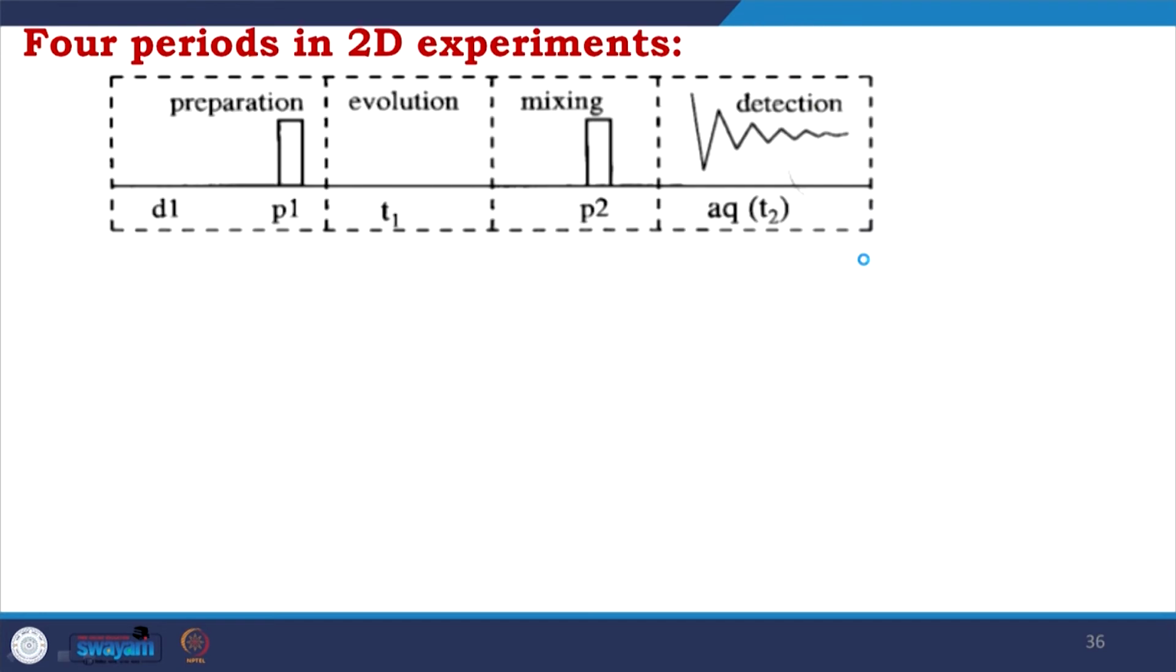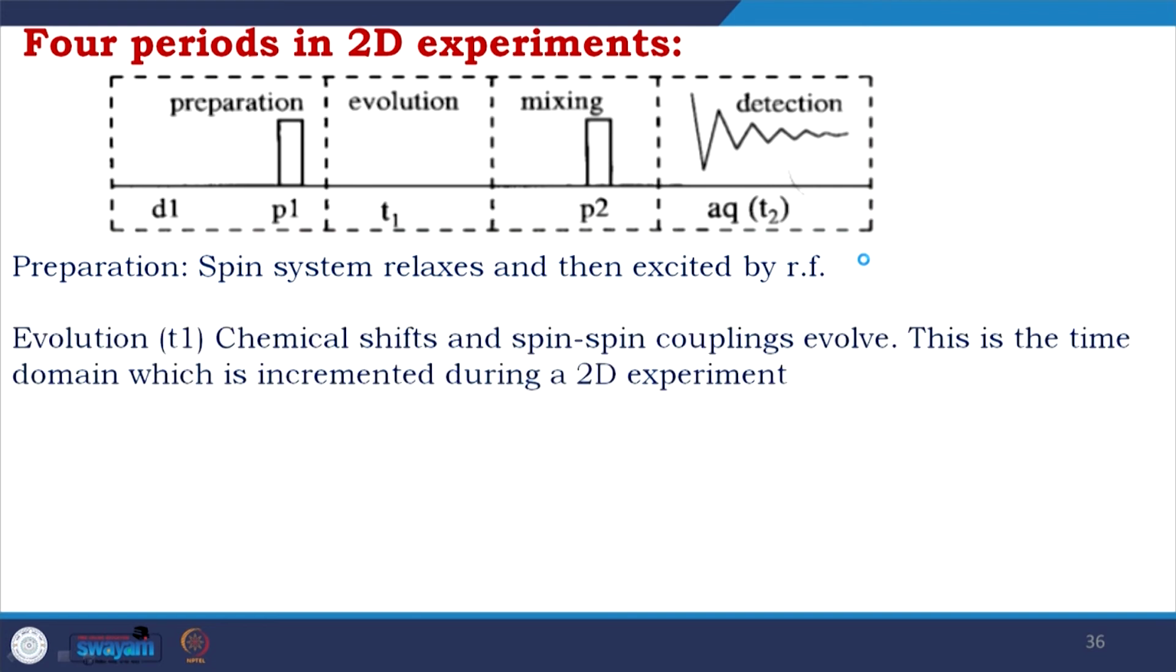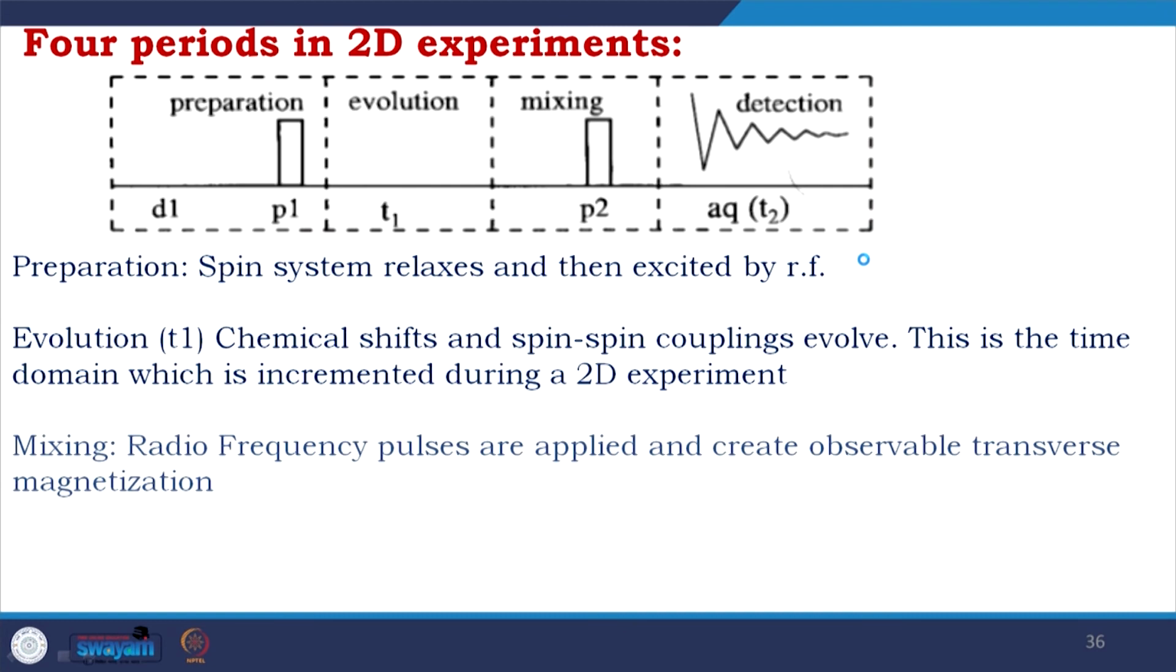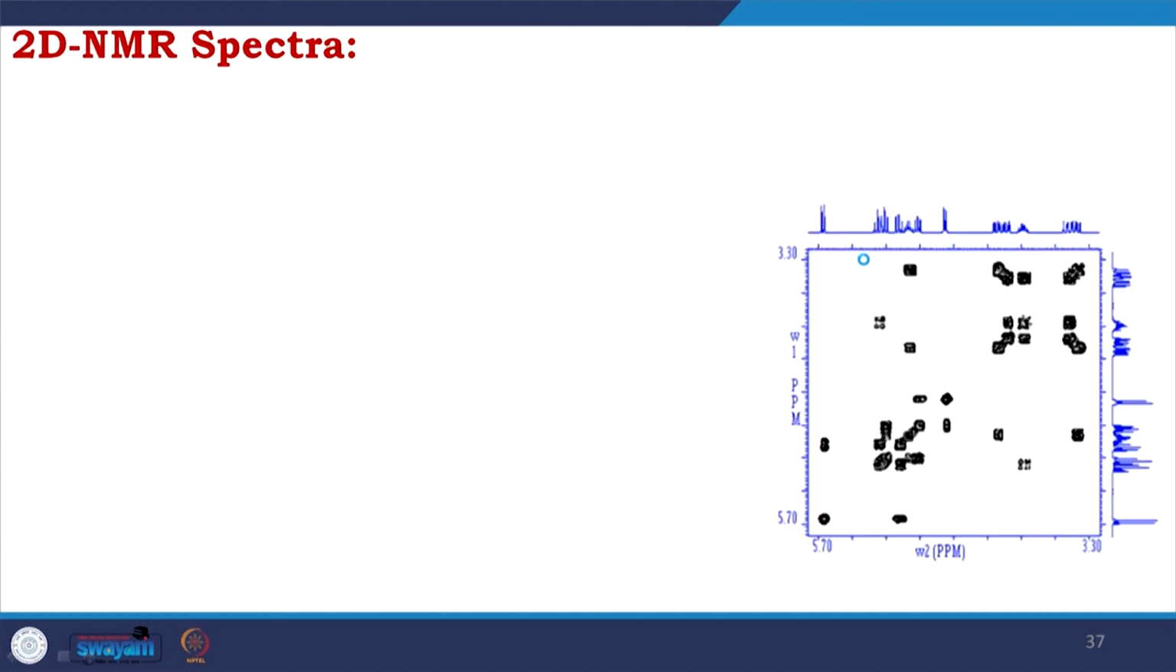There are 4 periods in a 2D experiment: first the preparation, then evolution, then mixing, and then detection. Preparation means the spin system relaxes and is then excited by the radio frequency. Evolution, t1: chemical shifts and spin coupling evolve. This is the time domain which is incremented during the 2D experiment, it was not there in 1D. Mixing: radio frequency pulses are applied and create observable transverse magnetization. And detection, t2: the observable transverse magnetization is recorded, it is usually labeled with t2.